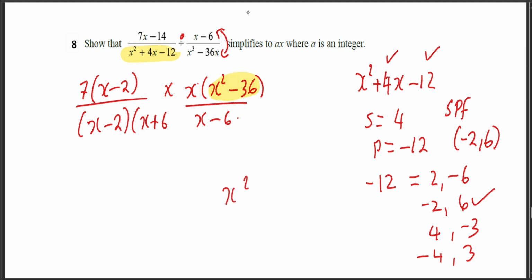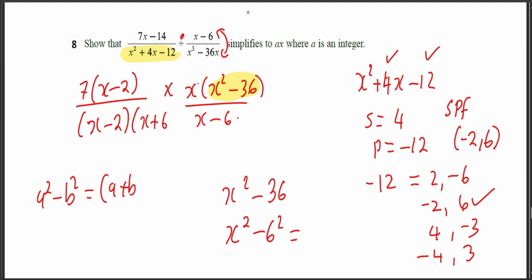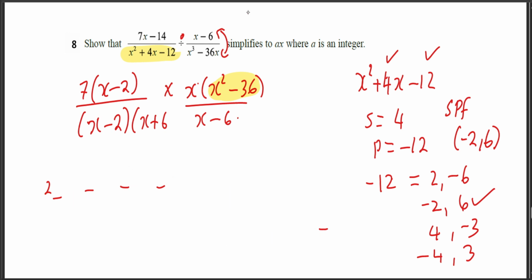So if you have something like this, x squared minus 36, it can be rewritten as x squared minus 6 squared. And we've said about this: if you have a squared minus b squared, you can factorize it by writing a plus b, a minus b. So this is going to be x plus 6 and x minus 6. Very simple, right? So this one, eventually, if you factorize, is going to give you x plus 6 and x minus 6.